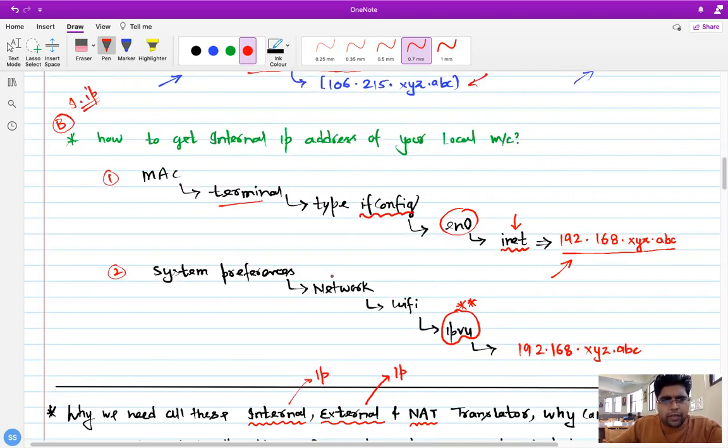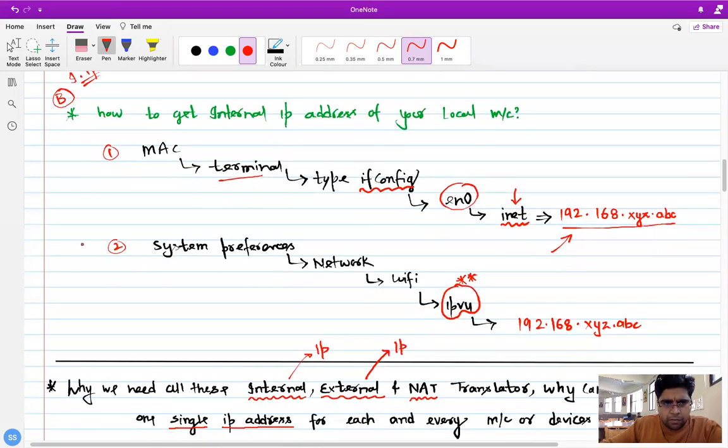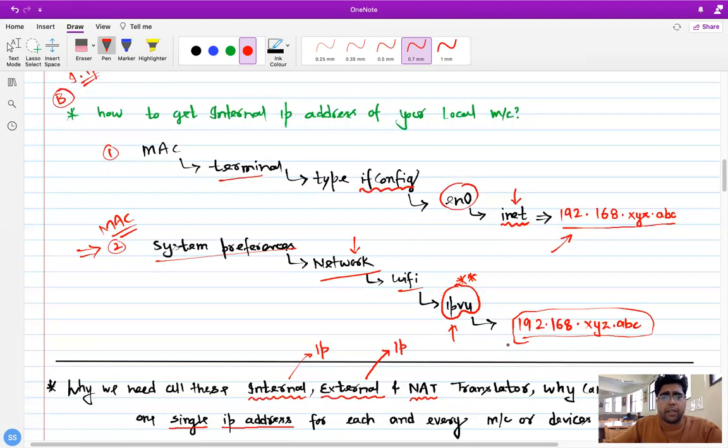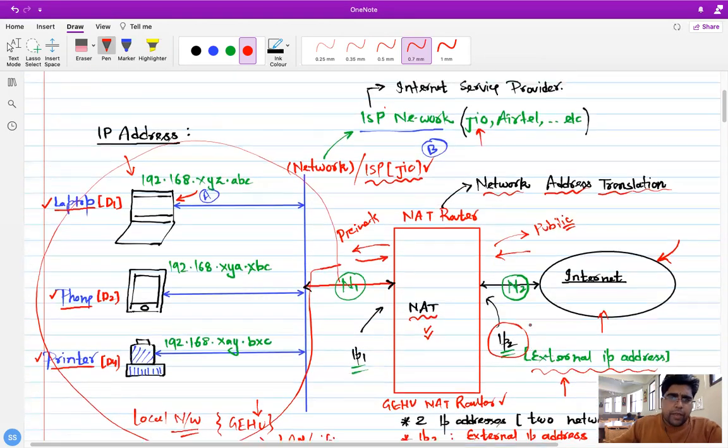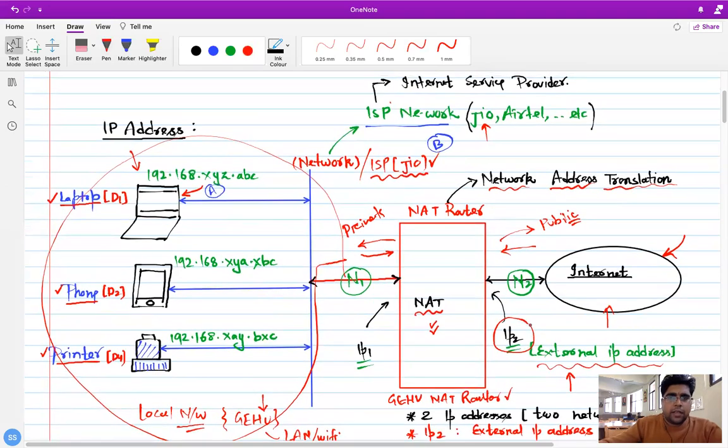If you want to check in a simple way without using the terminal, you go to System Preferences. This is actually for Mac. If you are using Windows, you simply go to your computer, check the network, go to Wi-Fi, and there would be IPv4. You take the address from there, and this is your private IP address.